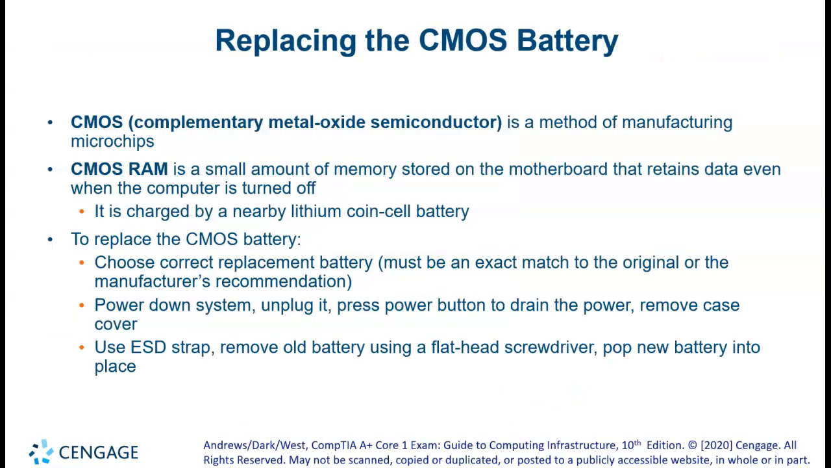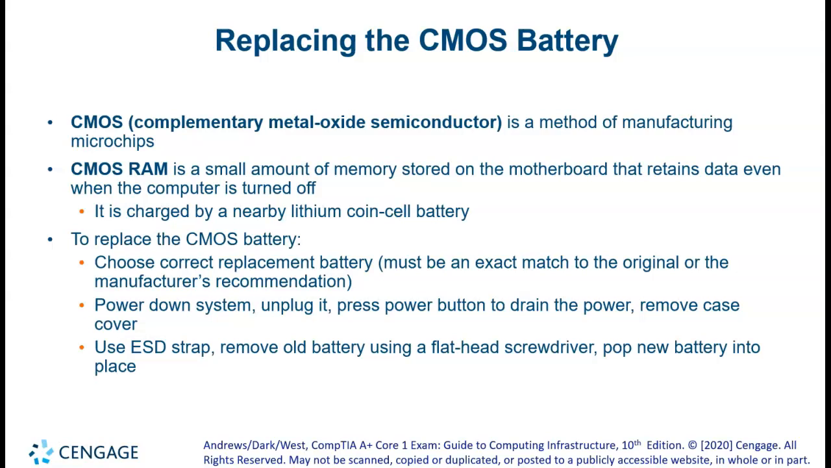CMOS is a method of manufacturing microchips. CMOS RAM is a small amount of memory stored on the motherboard that retains data even when the computer is turned off, like the time and date, for example. It is charged by a nearby lithium coin cell battery.